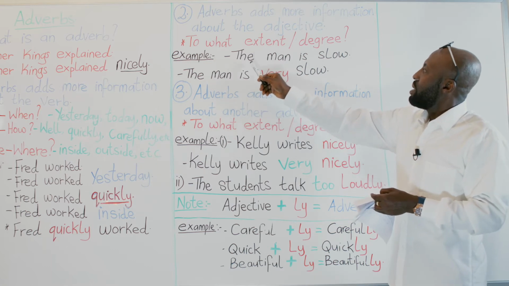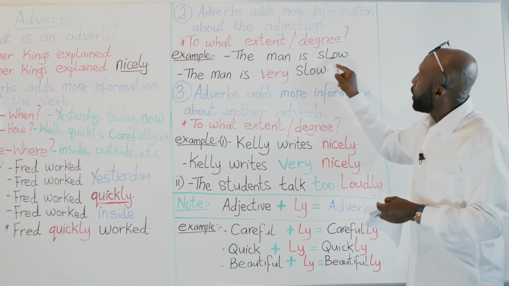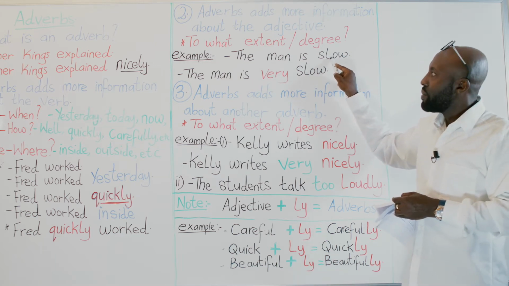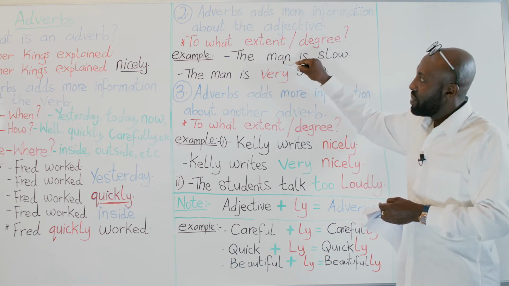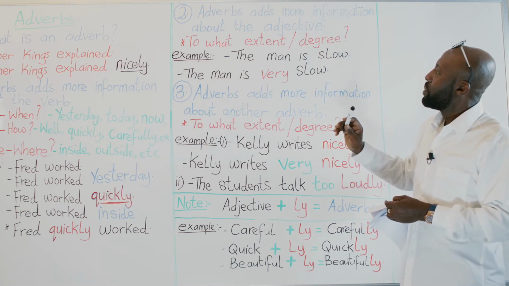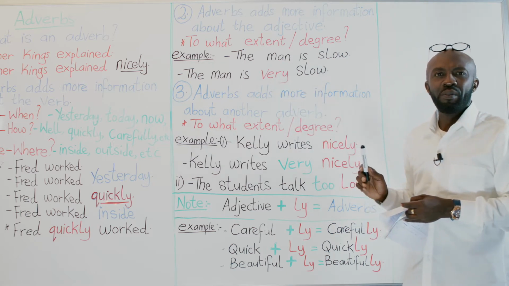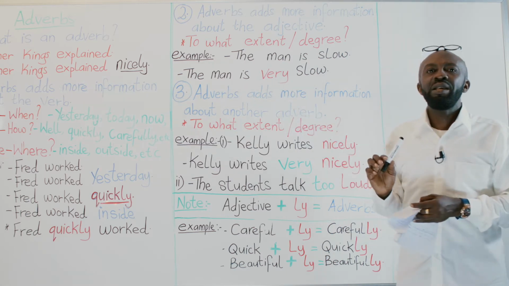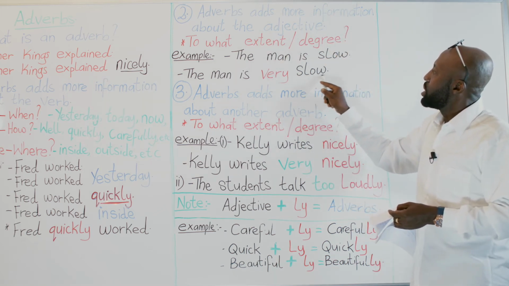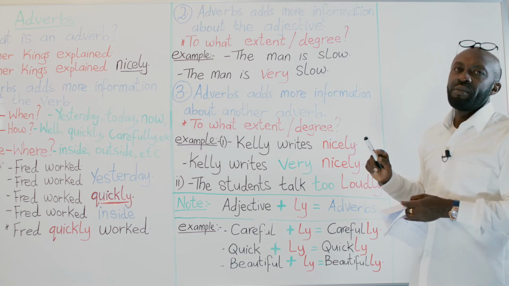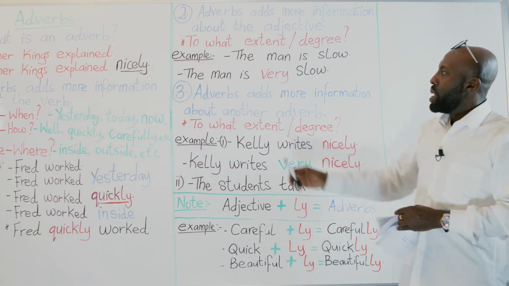Let's look at a short example. Look at this sentence: The man is slow. Slow is an adjective. This adjective describes the man. Now, the man is very slow. Very here is an adverb. So it adds more information to the adjective. Very slow.